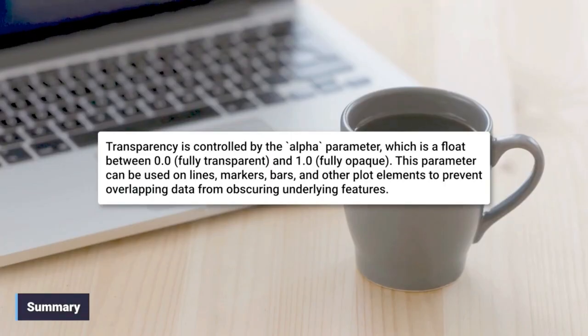To summarize, the alpha argument is key for clarifying plots with high data density or many overlapping series.